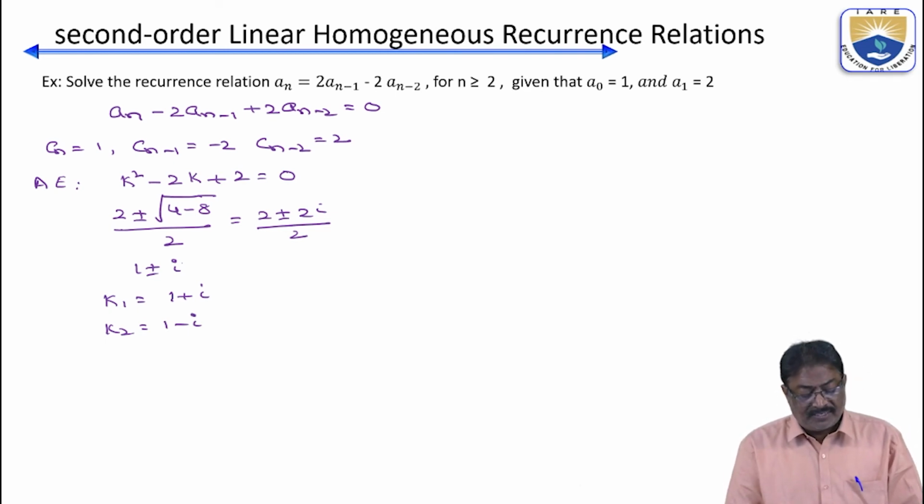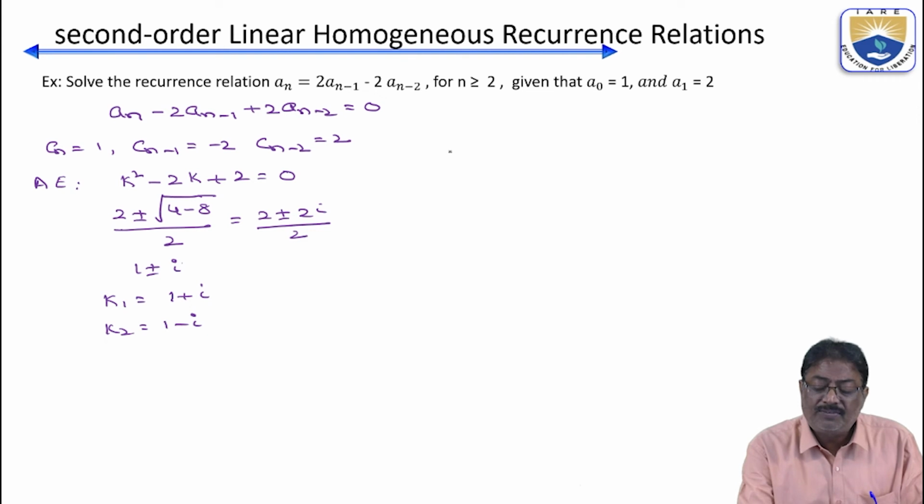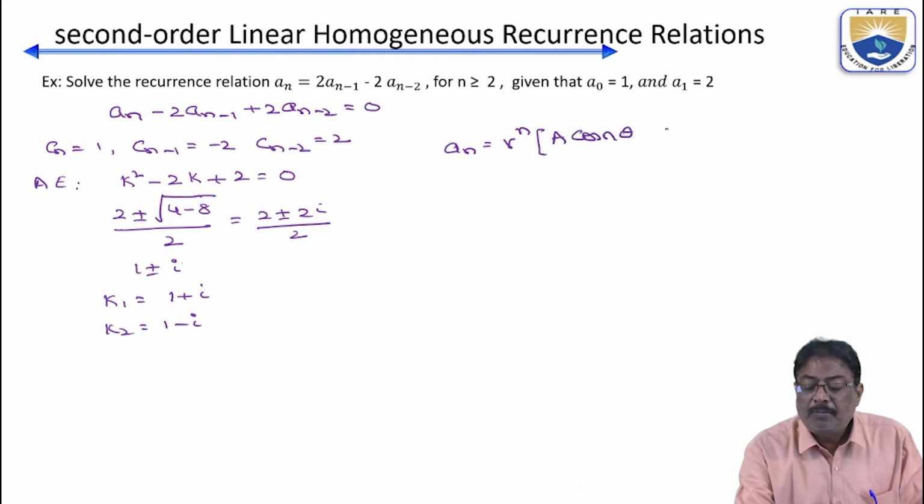Now for this, if I am going to get like this, then we are going to find the solution. So for this, the solution is an is equals to r to the power of n, then it is a cos n theta plus b sin n theta.